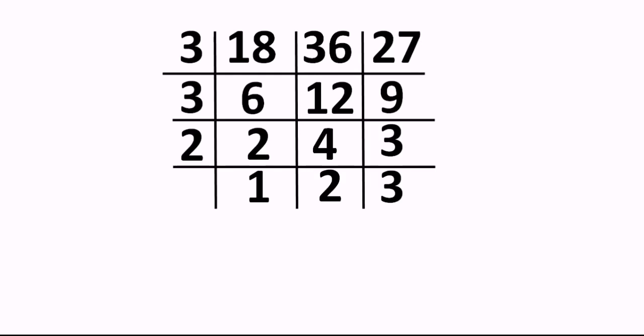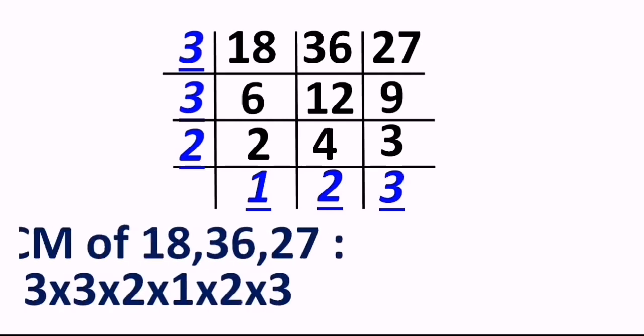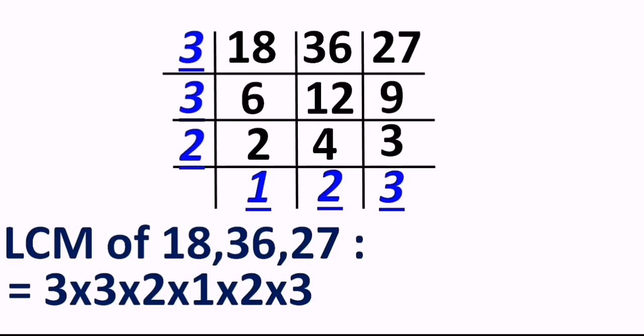We have 1, 2 and 3, and no two of them are divisible by the same number, right? At this time we have to stop. The numbers on the LHS and the numbers at the bottom layer together make our LCM, and we have to write all those numbers in multiplication the way you are looking at the screen. The moment you carry out the multiplication, you get the answer 108, and that is our answer, that is the LCM.